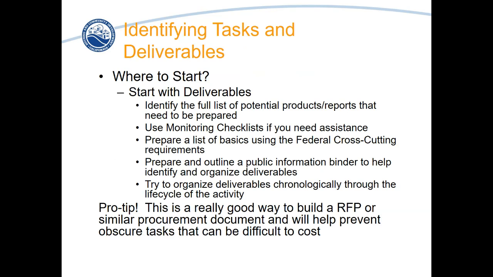So where do you start when you're identifying your tasks and deliverables? The best place to start, the easiest place to start for most folks, is to start with your deliverables. You start by identifying a full list of all of the potential products, reports, invoices, statements, interviews, all of the pieces that could potentially be necessary to track your activity. And each activity is going to have a different list, but each activity will have a list of things that are going to be required to show that you've met the requirements for the program.